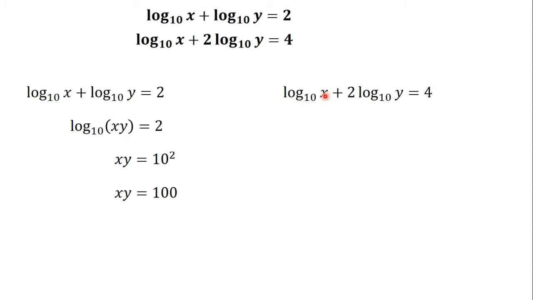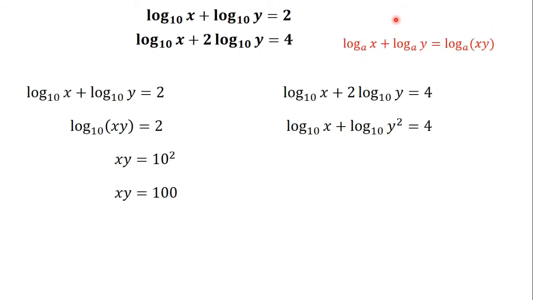We have log x base 10 plus 2 log y base 10 is equal to 4. We learned from the laws of logarithm that n log x base a can also be written as log x exponent n base a. So if you are applying this law here, you will see that 2 log y base 10 can also be written as log y squared base 10. So we have log x base 10 plus log y squared base 10 is equal to 4.